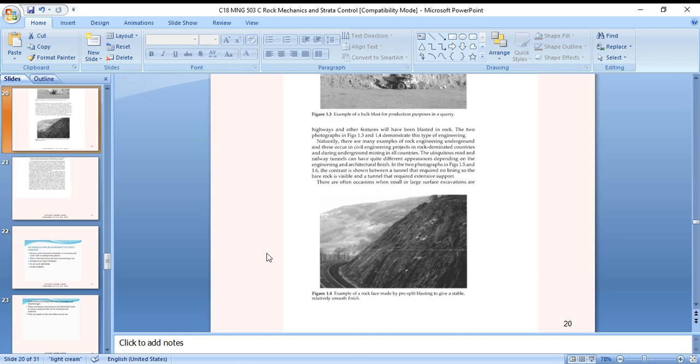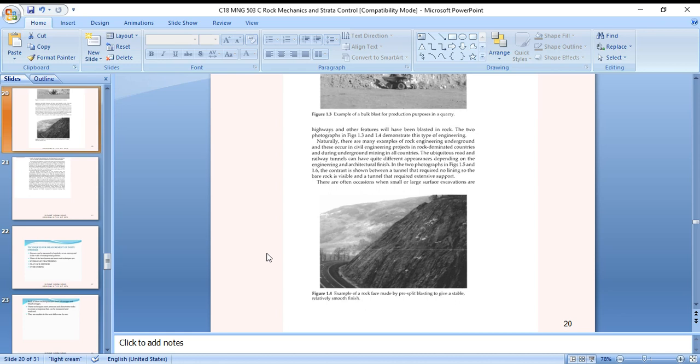The above two photographs are showing this type of engineering. Naturally, here are many examples of rock engineering. Underground works occur in civil engineering projects, rock dominating countries and underground mining in all countries. Road and railway tunnels can have quite different appearances depending on the engineering and architecture affiliation. In the two photographs, the contrast is shown between the tunnel that required no lining, so that the rock is visible, and the tunnel that required extensive support.